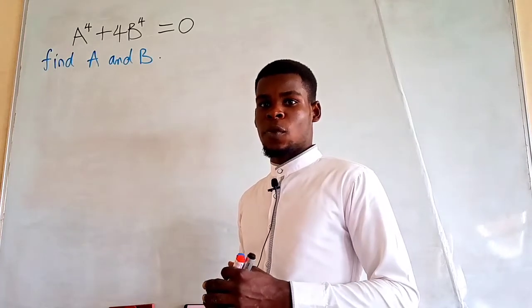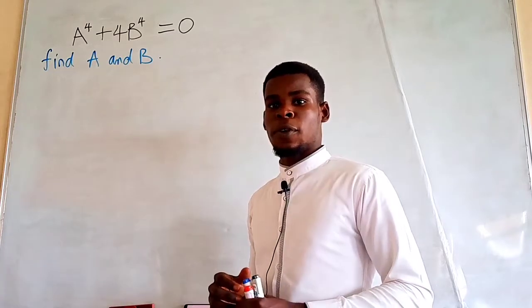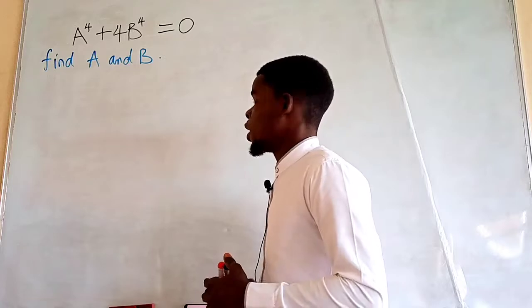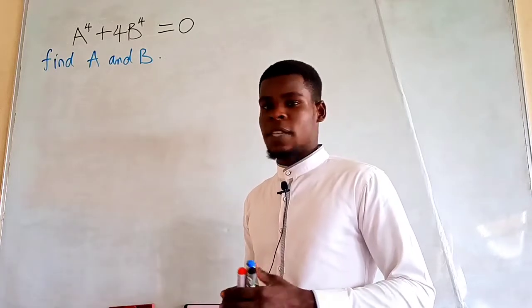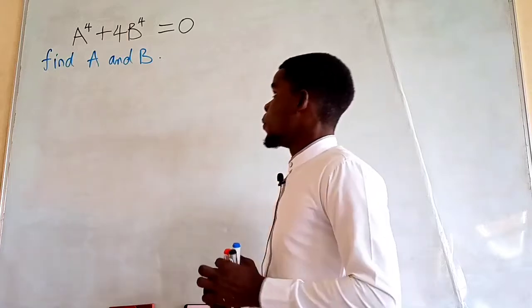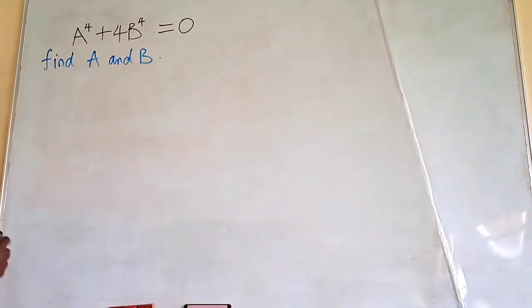Now here in this video, you want to find the values of a and b such that a to the power 4 plus 4 times b to the power 4 is going to be equal to 0. In other words, find the values of a and b such that this equation will be satisfied. Okay? Now, let's cut the equation part by part.